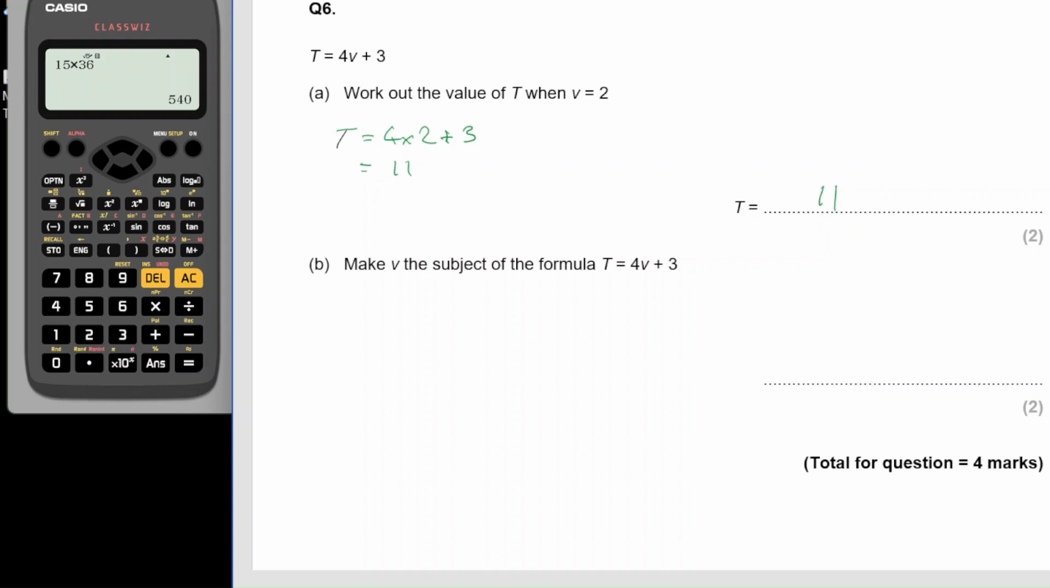Okay, so the second part is asking us to rearrange to make v the subject. So I want to get v by itself. I'm going to start by minusing 3 from both sides. So t minus 3 is equal to 4v. Divide both sides by 4 to get rid of that multiplier. So we've got t minus 3 divided by 4 is equal to v. So v is equal to t minus 3 all over 4.